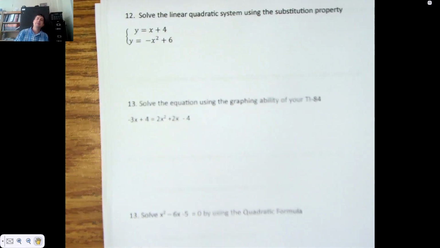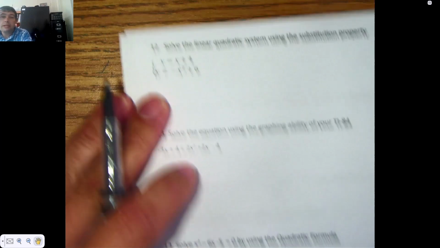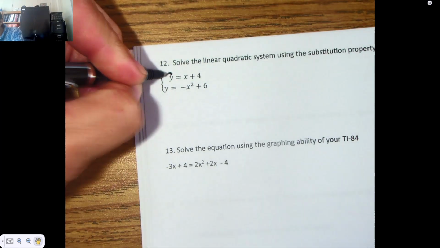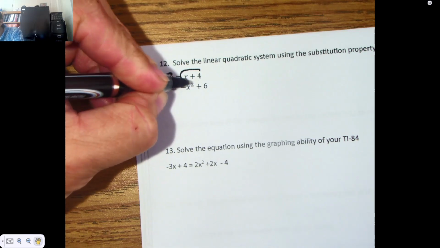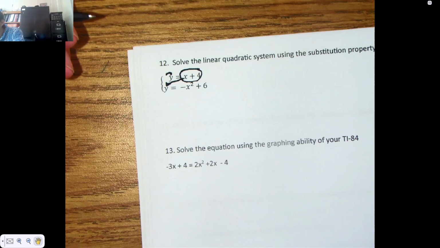Solve the linear quadratic system using the substitution property. I have no idea how many answers it has, but I know what y is. I'm literally going to take all of this here. Y is x plus 4. Then I'm going to put it right there. It's called substitution.